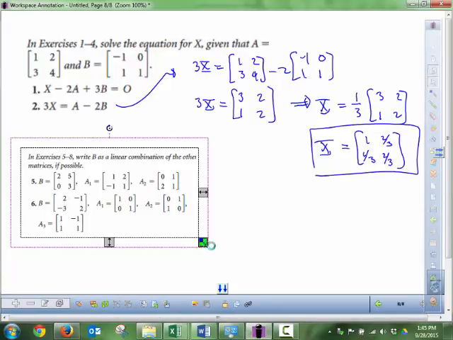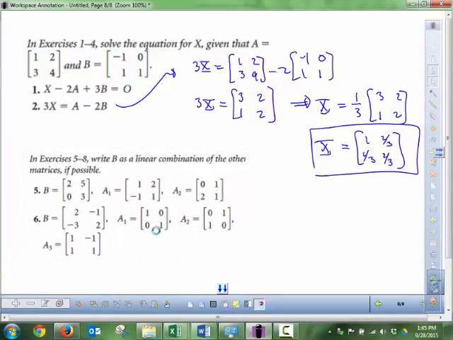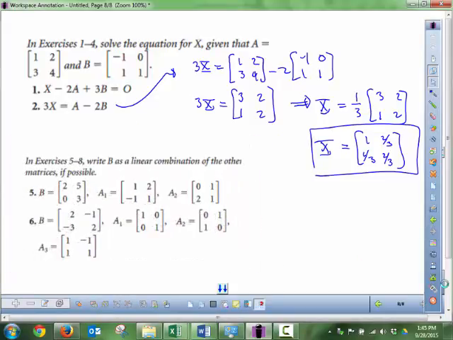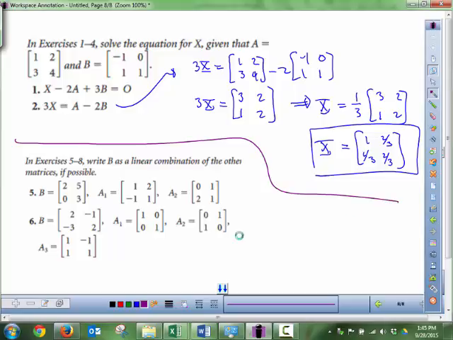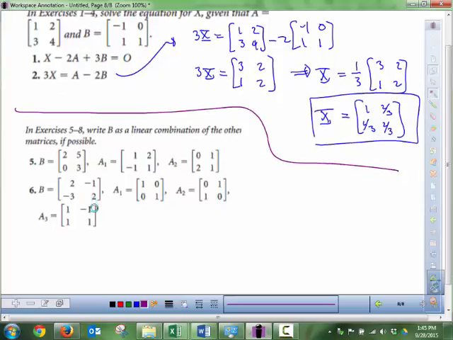Which one should we do for this one? 6 or 7 or 5 or 6? This is 5. Let's do 6. There's 3 of them.